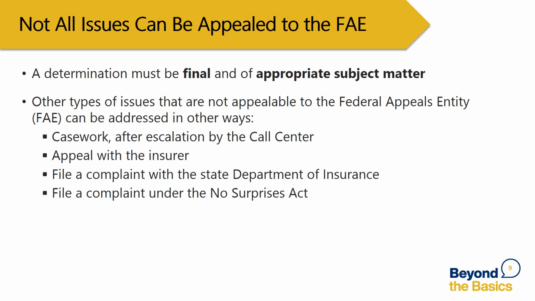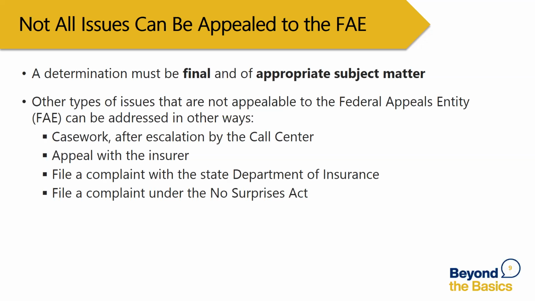And sometimes it might even be better and more expeditious if a consumer, even if they have the right to appeal, looks for help another way. Sometimes individuals may want to expedite their case by calling the call center and trying to get casework, someone to take a quick look at their case and investigate some of the pieces before going through a formal appeal. Sometimes they can appeal with their insurer, the State Department of Insurance, or again, file a complaint under the No Surprises Act.